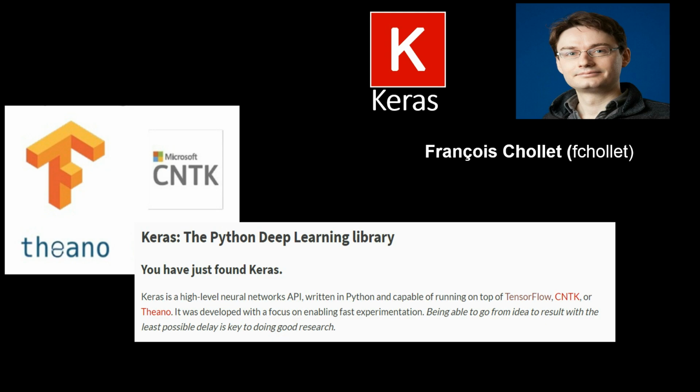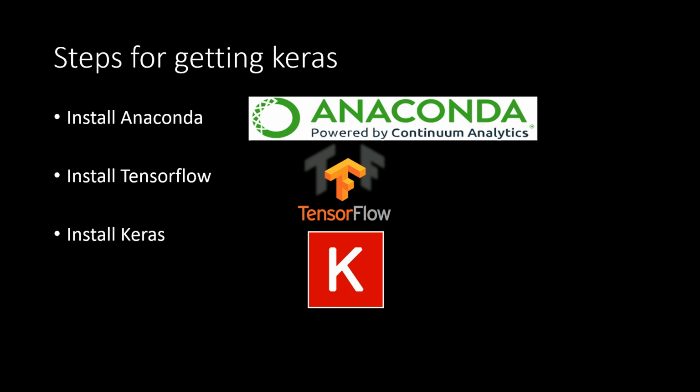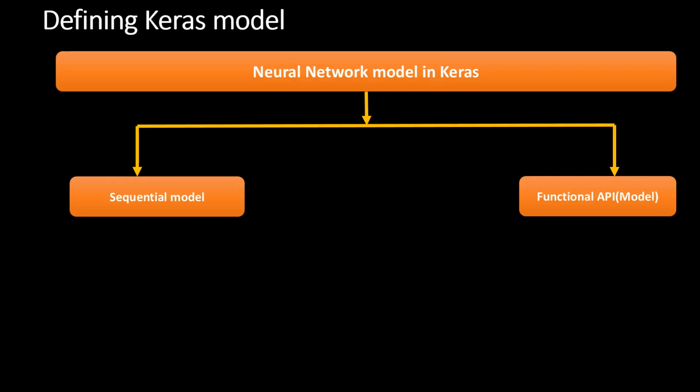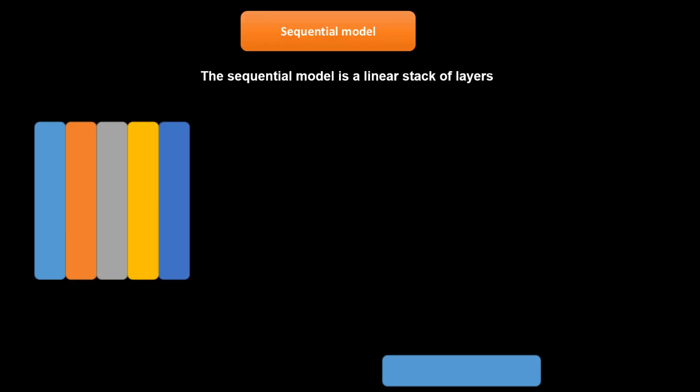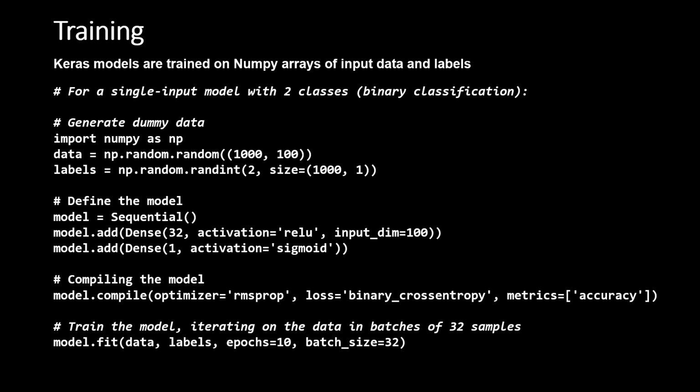So in the previous episode, I discussed Keras, which is a higher level neural network library, and it enables very fast experimentation. Then I discussed how we can install Keras by simple steps: installing Anaconda, installing TensorFlow, and on top of that installing Keras. And then we spoke about how we can develop a neural network model in Keras in two ways: either the sequential model or the functional API. The sequential model is simply stacking of layers like this. And this is one code example of a sequential model.